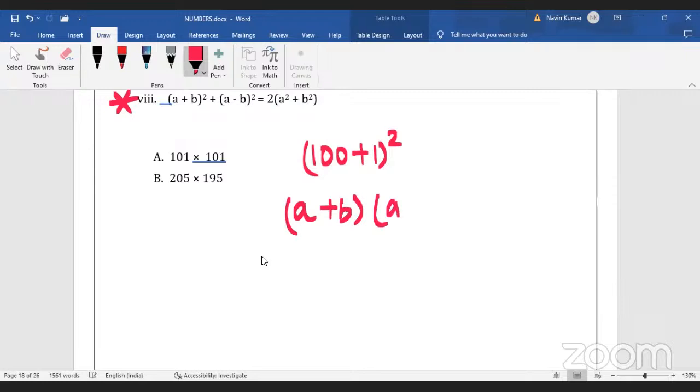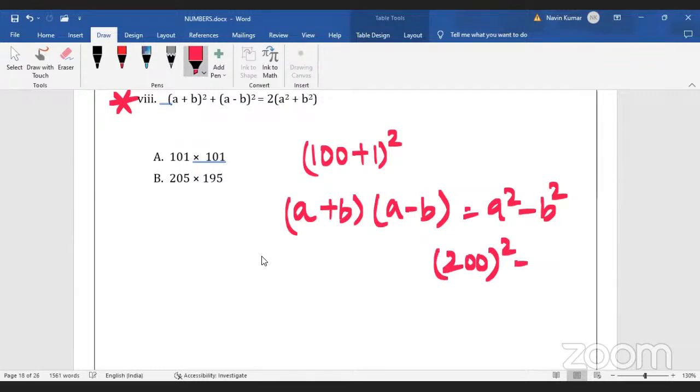into a minus b, right? Where a is equal to 200 and b is equal to 5. And we know that (a plus b) into (a minus b) is equal to a square minus b square. So a square means 200 square and b square is 5 square. And that will give you the answer. Yes? Yes, sir.